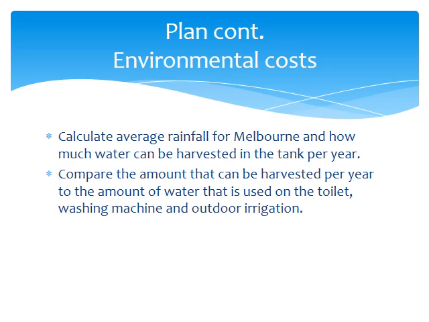The next step will be to calculate the average rainfall for Melbourne and how much water can be harvested in the tank per year. From here we can compare the amount that can be harvested per year to the amount of water that is needed to be used on the washing machine, toilet and outdoor irrigation.